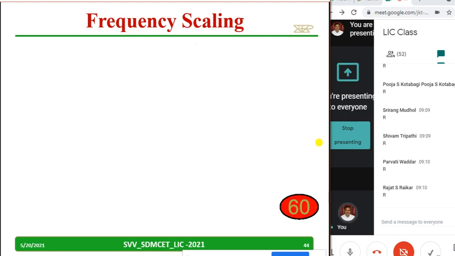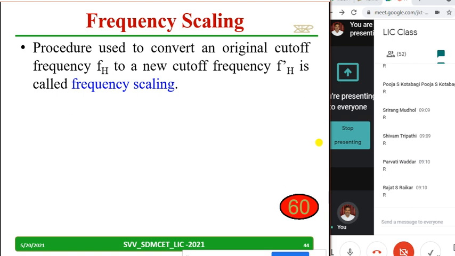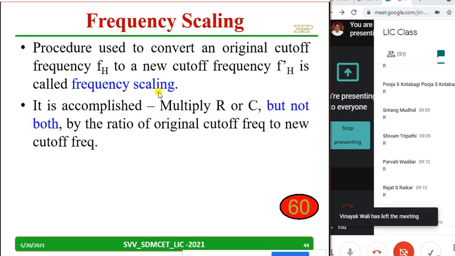Now, frequency scaling: a procedure used to convert an original cutoff frequency fH to a new cutoff frequency f-h is nothing but frequency scaling. And how can it be accomplished, sir? Multiply R or C, but not both. This is very important. It's one common mistake. Most of the students do it. Instead of changing only R, they will change both. Then the frequency will become different.